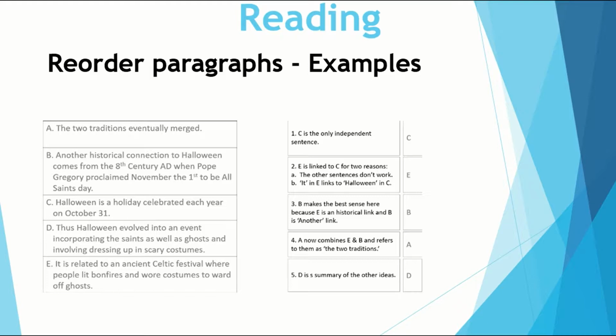If you look at option A, the two traditions eventually merged. So where are the two traditions? It's not an independent sentence. Option B starts from "another." As soon as you see the word "another," you know that it's not an independent sentence.